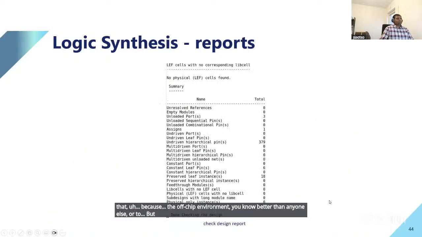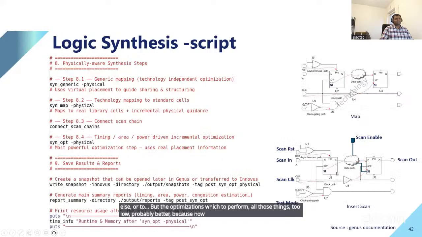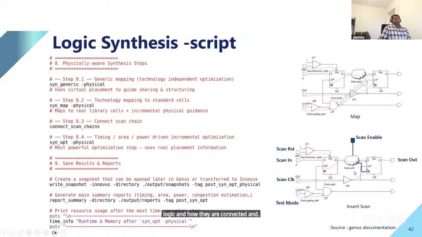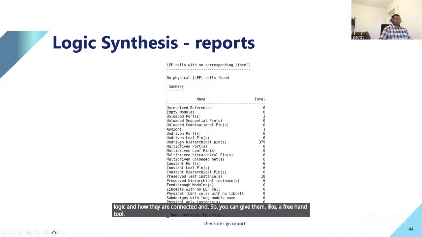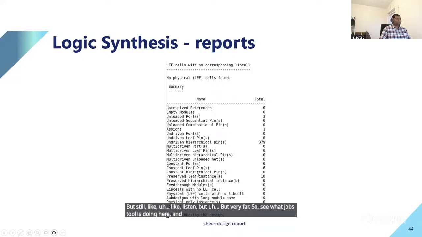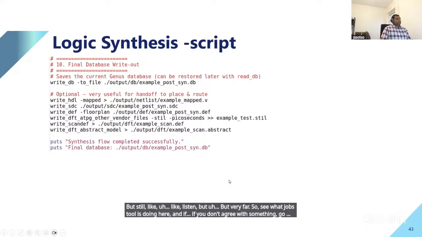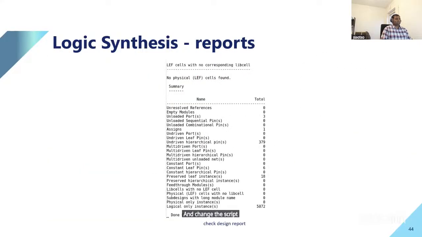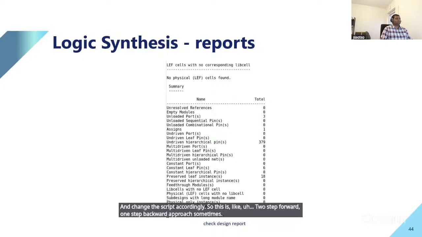But for the optimizations, the tool probably knows better, because now the tool has all the information on the flops and the combinational logic and how they are connected. So you can give the tool a free hand, but still, listen, but verify. See what job the tool is doing here, and if you don't agree with something, go back and change the script accordingly. So this is sometimes a two-step forward, one-step backward approach, but that's how it is.